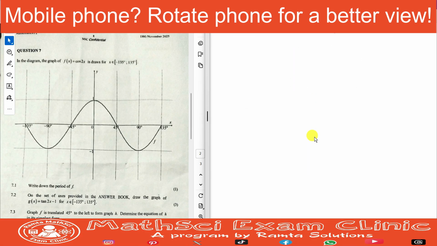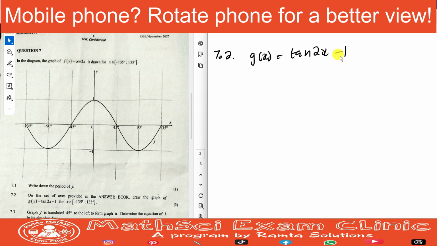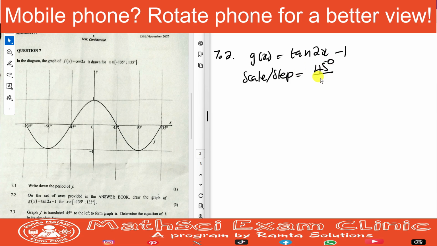Okay. Moving on. 7.2. On the same set of axes provided in the answer book, draw the graph of g of x equals tan 2x. I want to say something about this. When you plot this graph for tangent, what you call a step on your calculator will be 45 degrees divided by b, where b is the coefficient of x. It's divided by 2. This says on your calculator, your step must be 22.5.